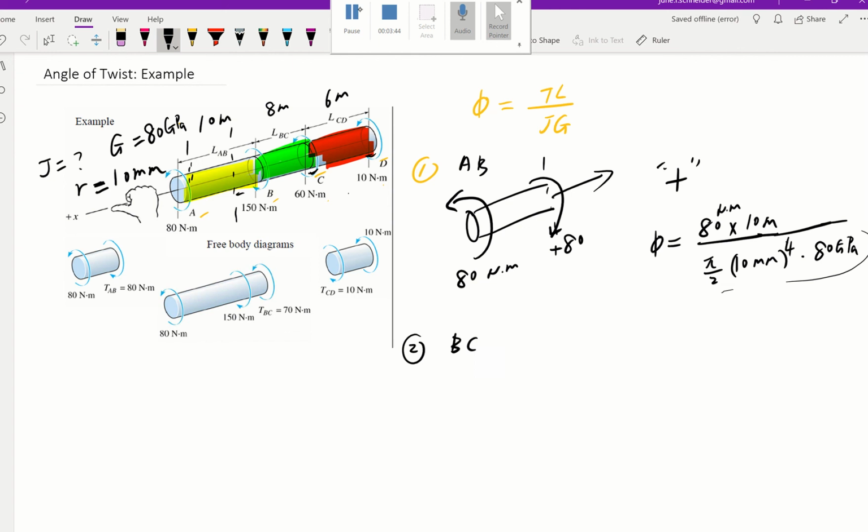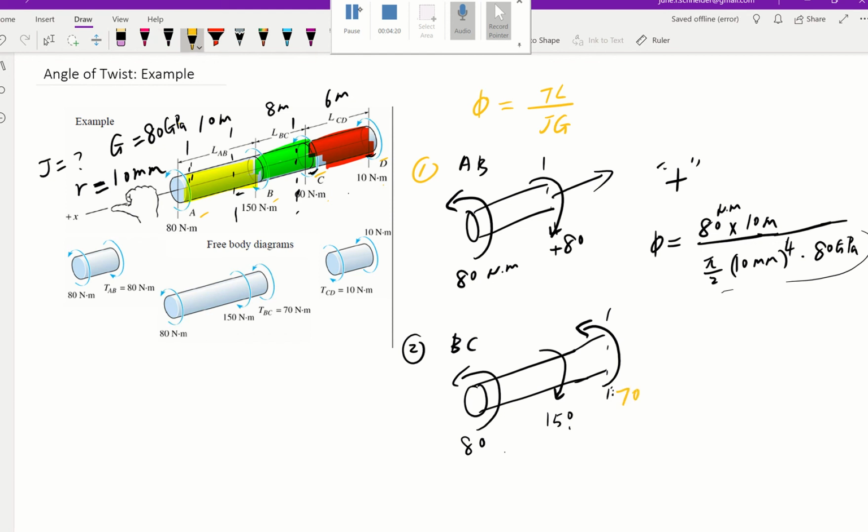So at the BC section, if we cut anywhere between B and C, you have a choice to look at the left or right. Again, if we go with left, this is going to be our AB section, that's 80. Since we cut between B and C, we also have the external torque applied at B, 150. Now let's think about where we cut, what will be the direction? This 150 is greater than 80, so the internal torque has to be in the same direction as 80, and that will give us the value of 70.